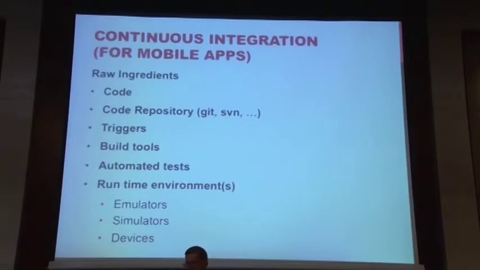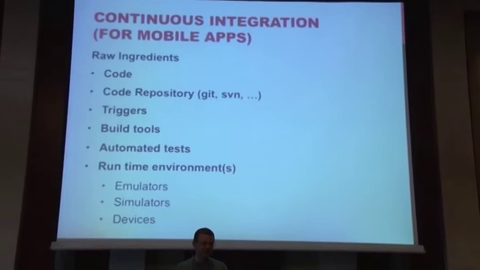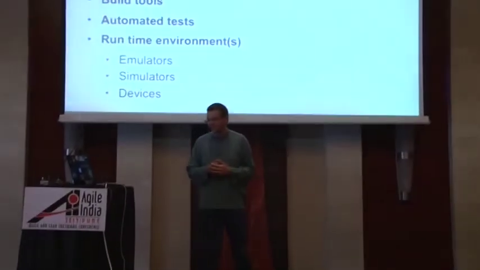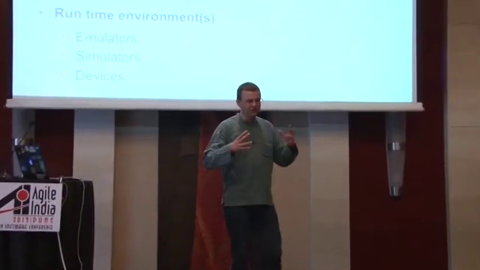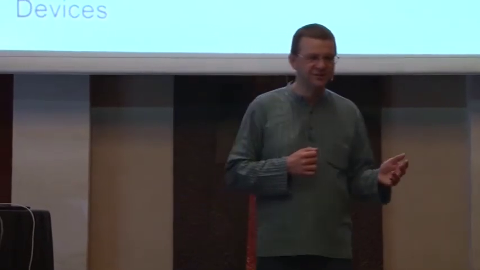Well, we built it. So we've kind of done the integration side of it, but we probably want to run some automated tests against it, which means we have to write these automated tests. Those also go into the source code. They also go into the code repository. They also trigger updates when they're written and are built, and then the tests are run. We then have some sort of runtime environment, and there are two main runtime environments. There's things called emulators and things called simulators.